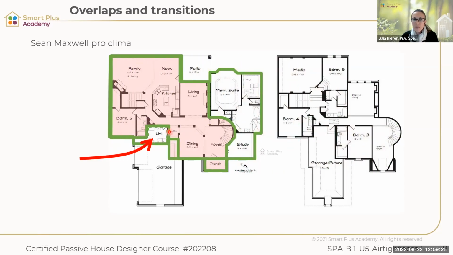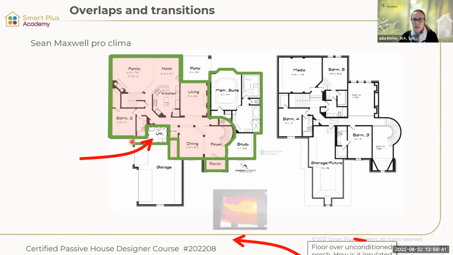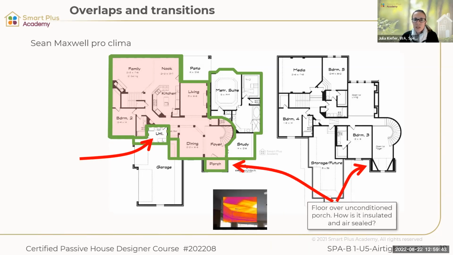So what happens in an area like this, where all of a sudden I have something that is like an inside area on the ground floor, but it's an external area on the top floor. How do I secure my air tightness? How do I finish my thermal envelope in this area? Okay, so there's tricky bits. Floor over unconditioned porch. How is it insulated and air sealed? Difficult air barrier to execute.